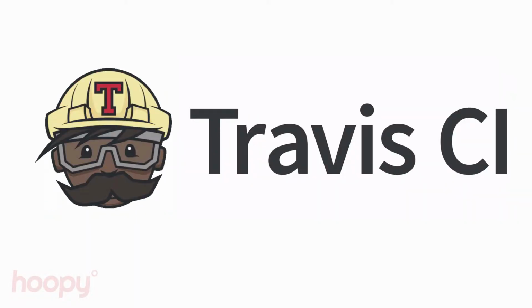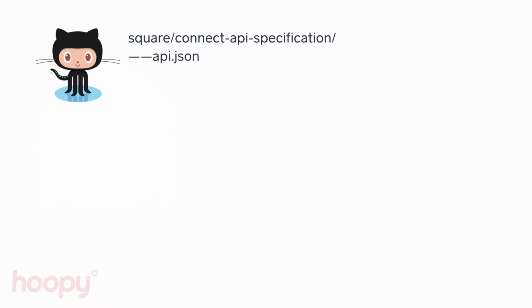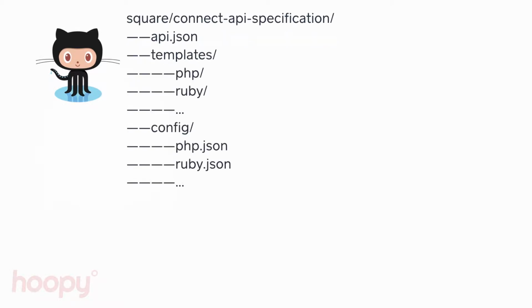So the co-star of our show is Travis CI. I'm sure most of you are pretty familiar with it. It's a continuous integration framework, works really well with GitHub. And so all of our work is actually done by Travis now. We take our specification repo, and we check in these templates and config files as well. And so in the same repo, you can see all the templates that we use, all the configuration files.